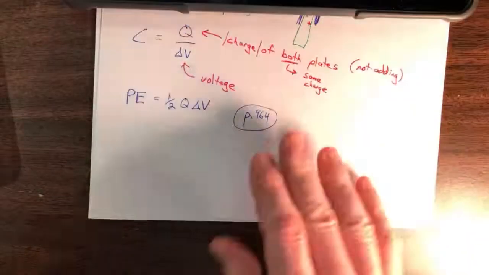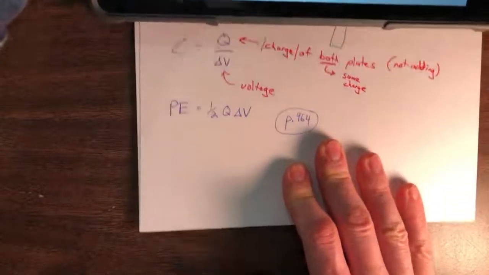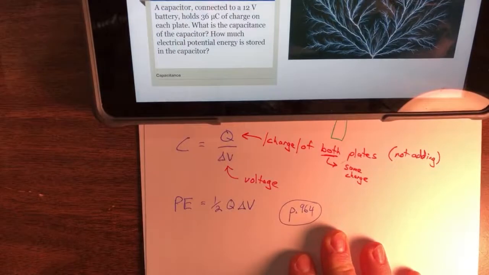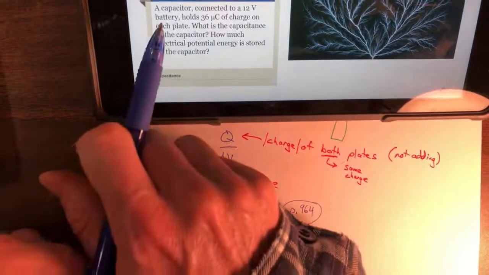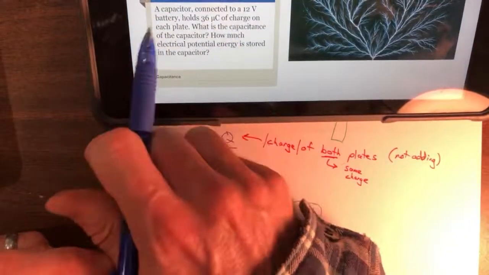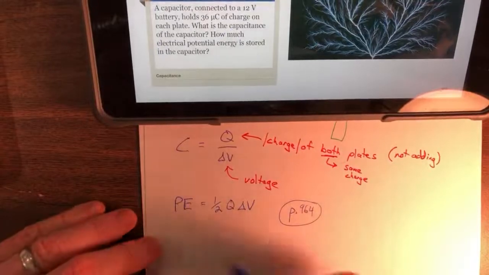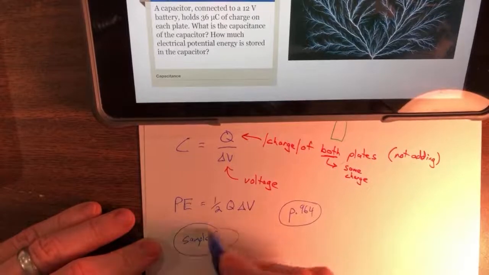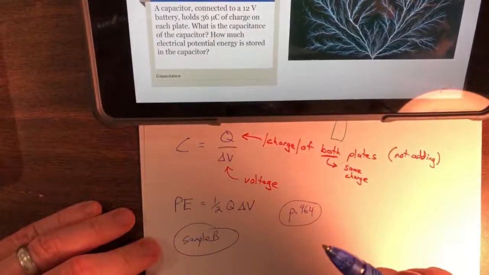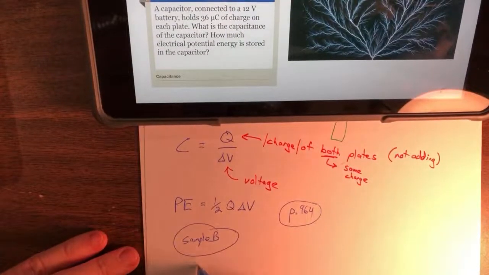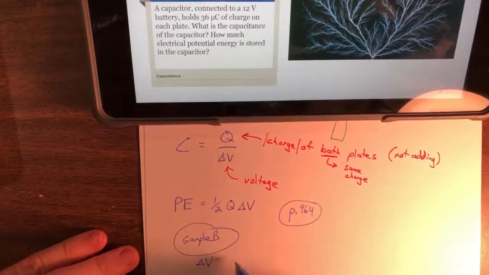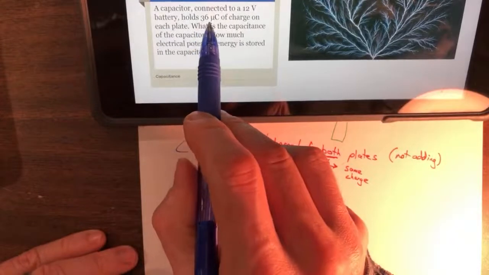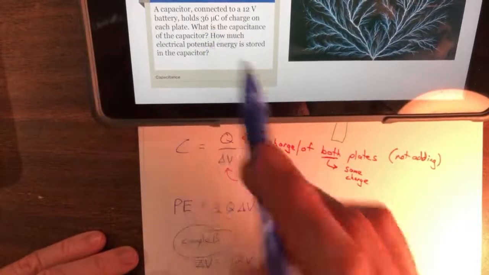All right, where is it? 964. Okay, so here we go. And yeah, white balance gets all messed up when I show this. But anyway, you have a capacitor that's connected to a 12-volt battery. As we're going through sample problem B, 12 volts, well, what's that? That's the voltage. And so we're going to say our delta V is 12 volts. And it holds 36 microcoulombs of charge.